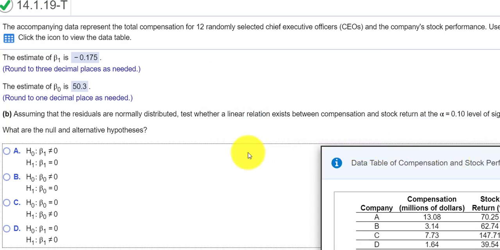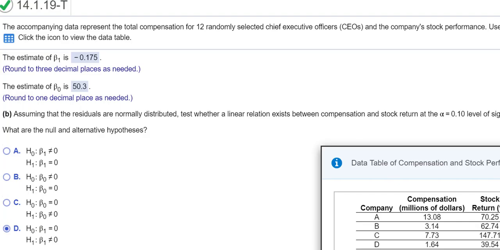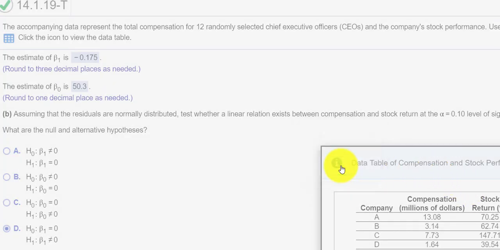Second piece. It asks for the null and alternative hypotheses, and we're going to test this at a 0.10 level of significance. So we want to look at our slope and determine if a linear relation exists. If my slope equals 0, then we do not have a linear relationship. So my null hypothesis would be that beta 1 equals 0, and the alternative would be that it does not equal 0. Check answer, I get a fantastic.